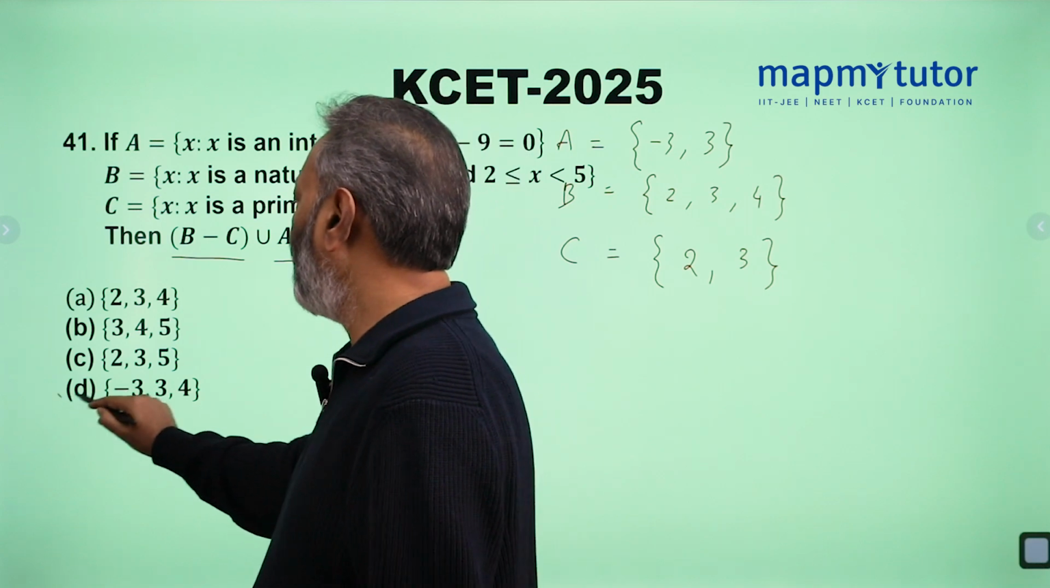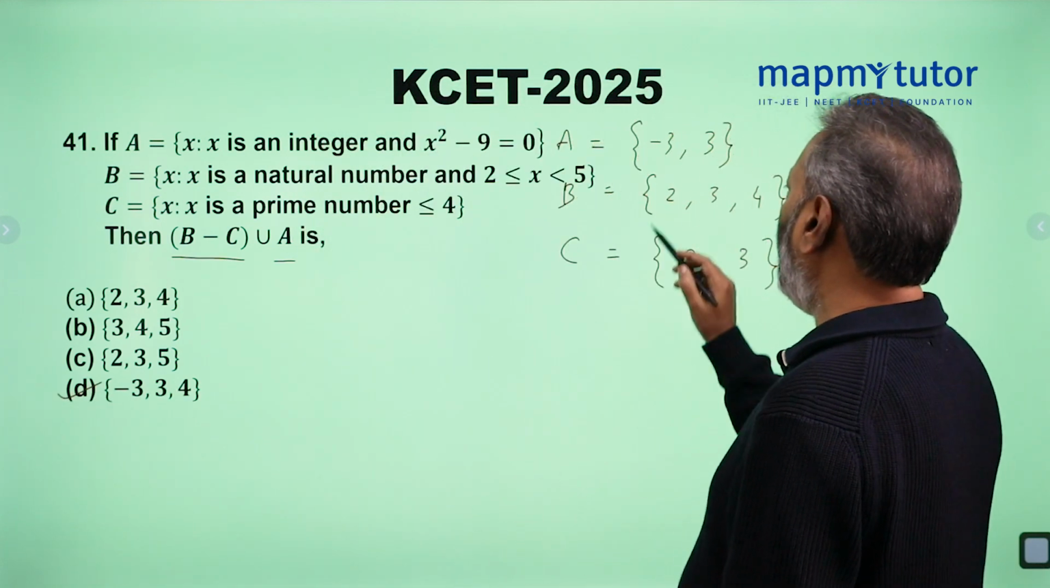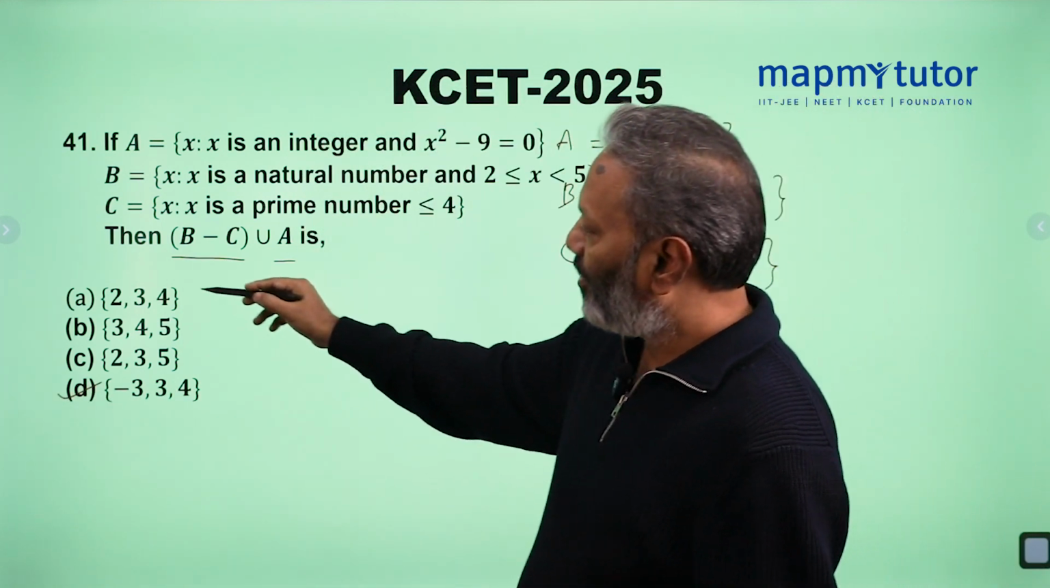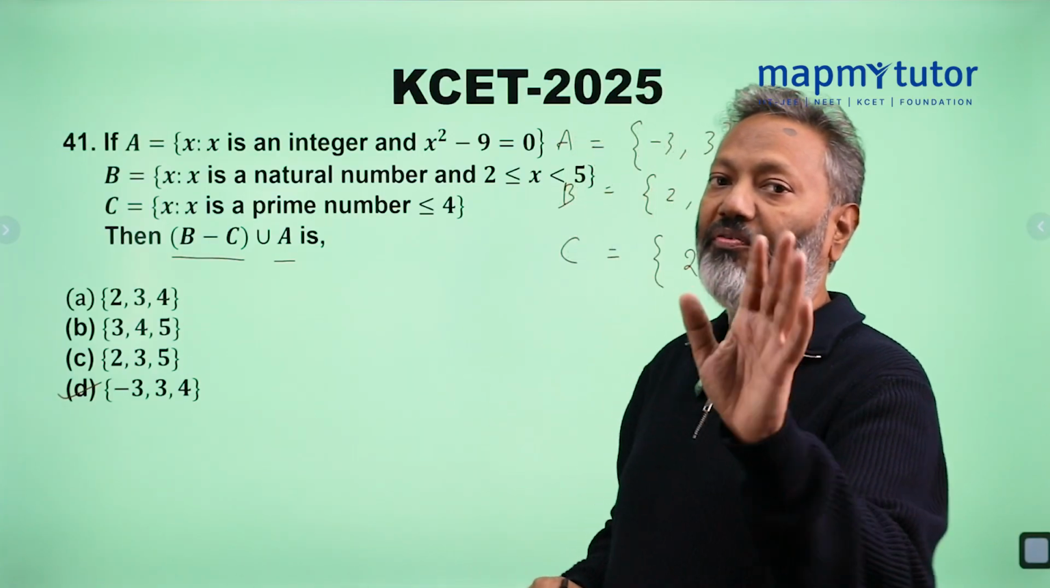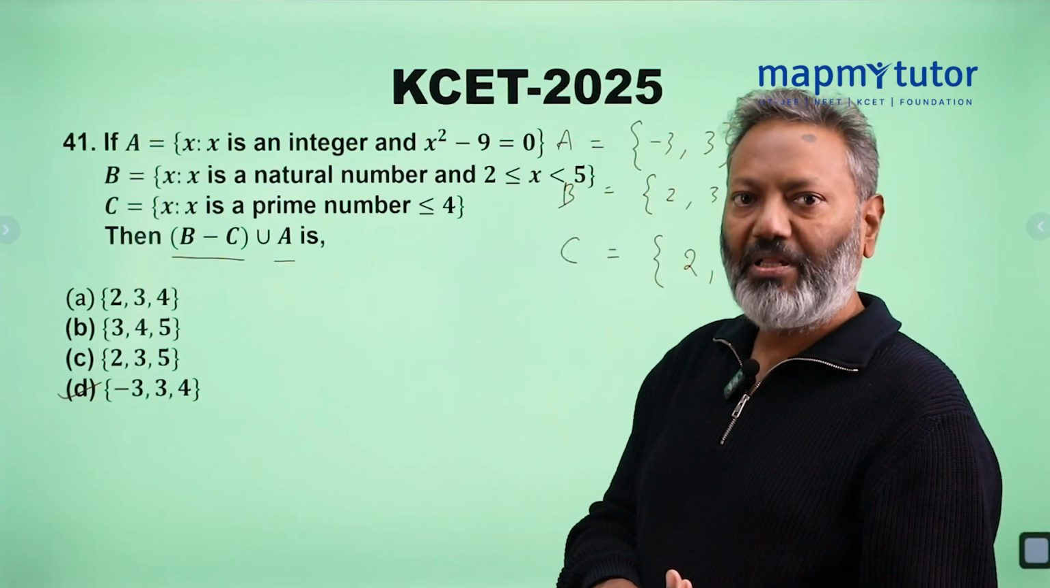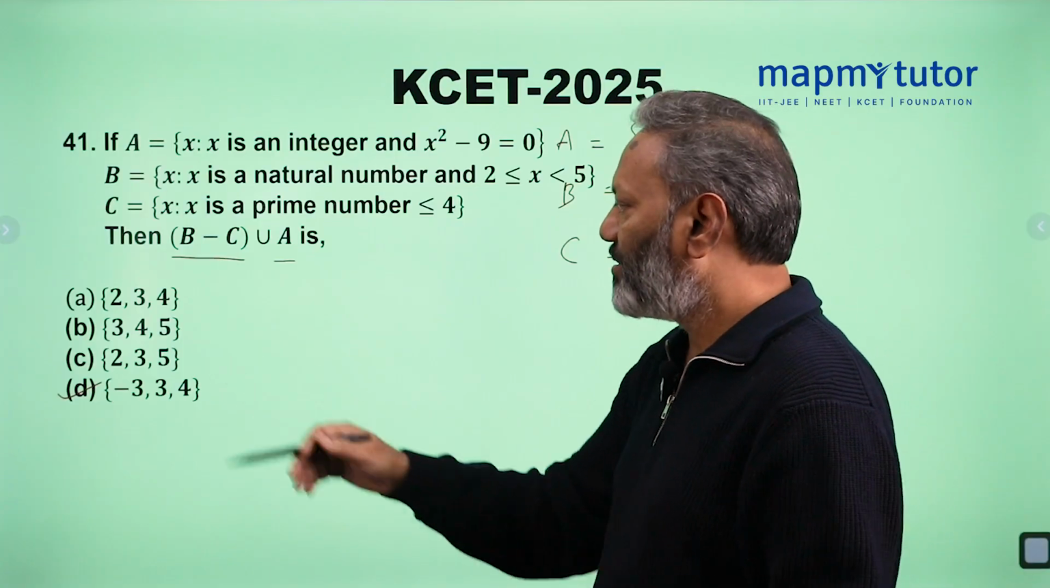You can straight away go to option 4. Why? In A, there is minus 3. Look at the options A, B, C. Nowhere do you find minus 3. Therefore, they are wrong. Directly you can choose option D.